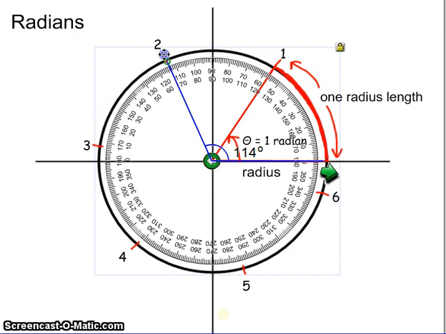2 radians then is a little over 114 degrees, 3 radians about 173, 4 radians about 229, 5 radians about 286, and 6 radians about 344, I think, degrees. And this gives you a little feel. Then if you know that 1 radian is about 57 degrees, you can get more of a feel for how many radians are in one complete rotation of a circle.